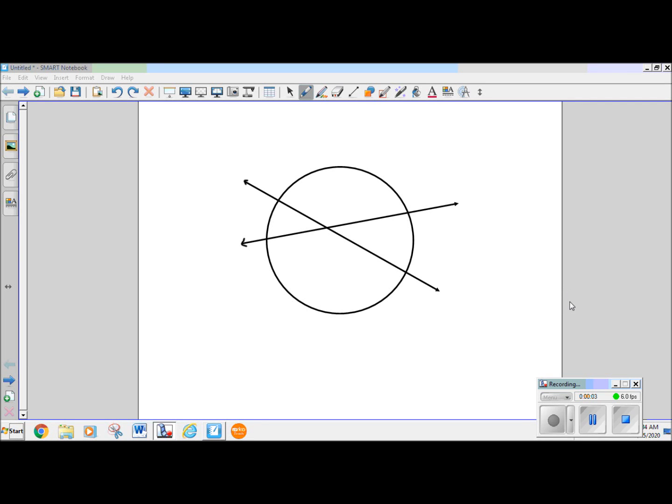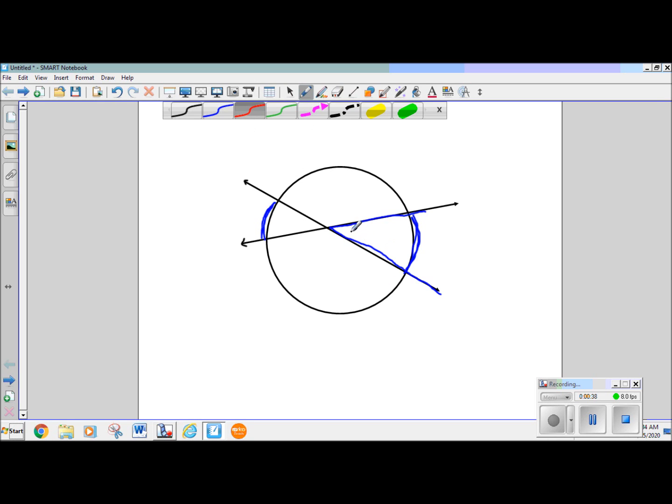When lines intersect a circle, they could intersect inside the circle, on the circle, or outside the circle. And the same formula works no matter what. When they intersect inside the circle, the angle is like an ice cream cone, and the arc is like the scoop of ice cream. The vertical angle also makes a scoop of ice cream.